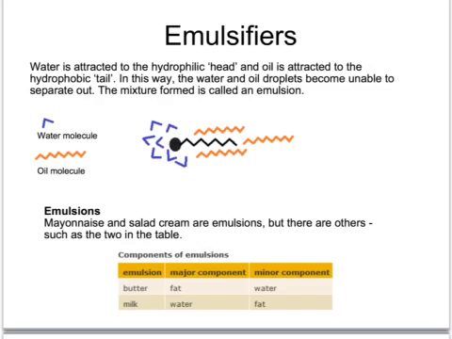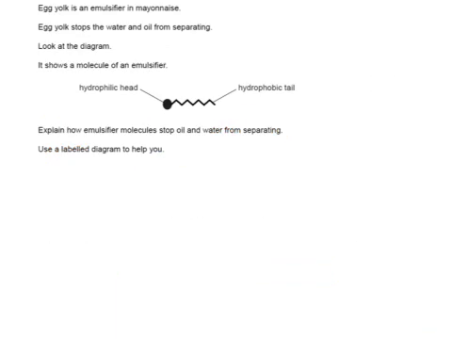Butter, for example, has its main component as fat and has tiny droplets of water mixed in with it which don't separate out. Milk is the other way round. This one is mainly water with tiny droplets of fat which don't separate out.